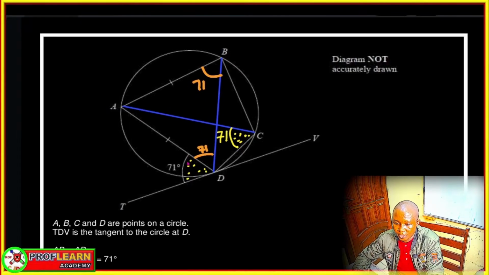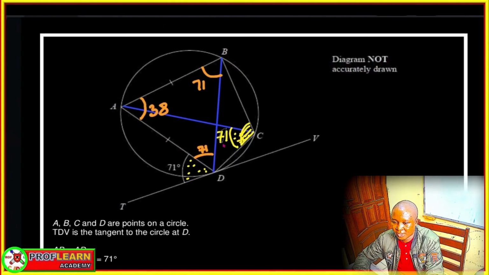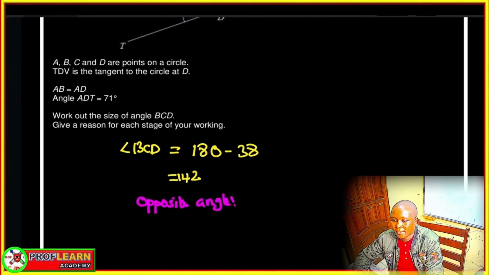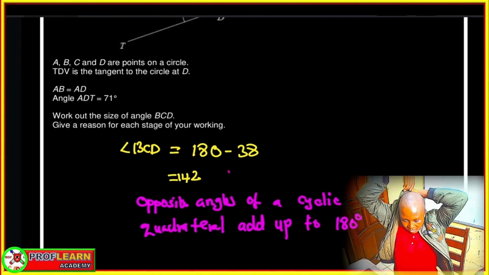Because angles in a triangle add up to 180, angle A is going to be approximately 38. Yeah, it will be 38 degrees. And then we're going to use now that opposite angles of a cyclic quadrilateral add up to 180 as well. So we shall have this as 142 degrees. This angle here is 142 degrees. And the concept we are using at this point is that opposite angles of a cyclic quadrilateral add up to 180.